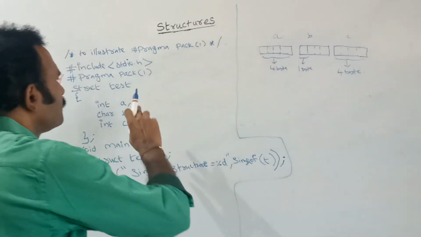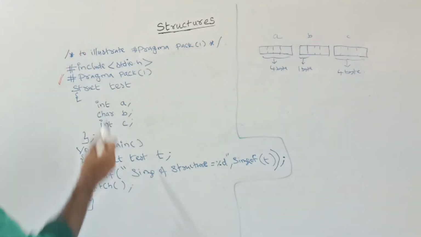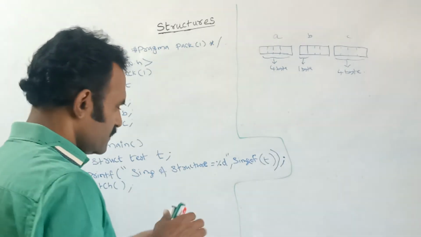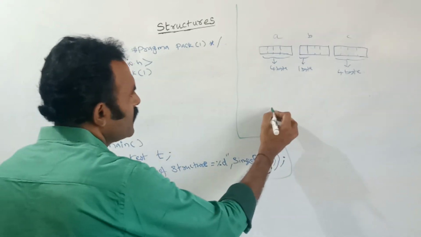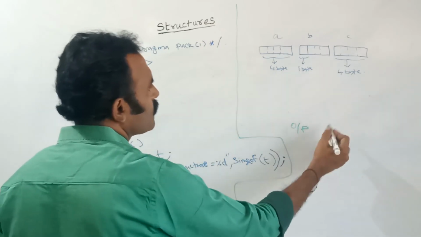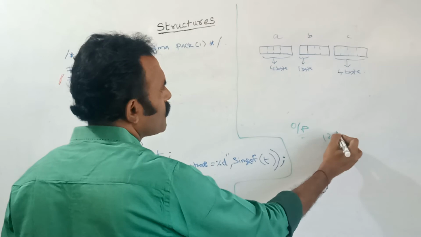See, here we should remove this one, pack 1. Now you check the size. Suppose if you are running here, the output will be like this. Output will be totally, it will take up to 12 bytes.